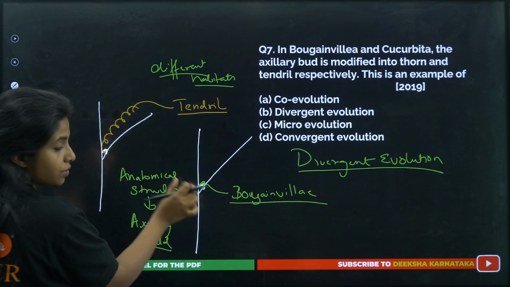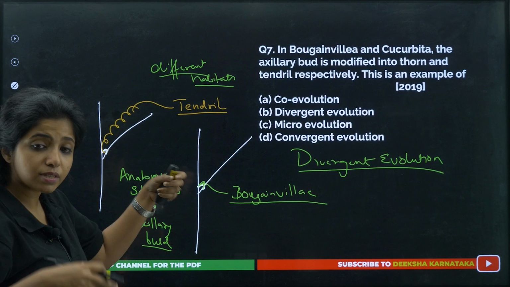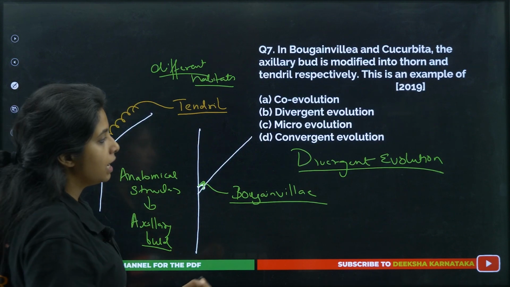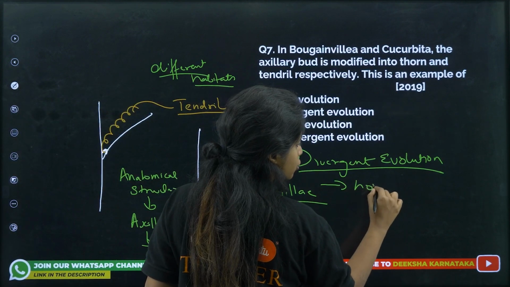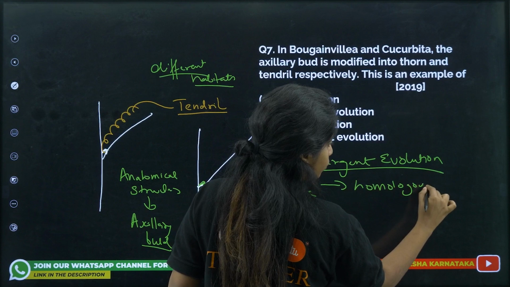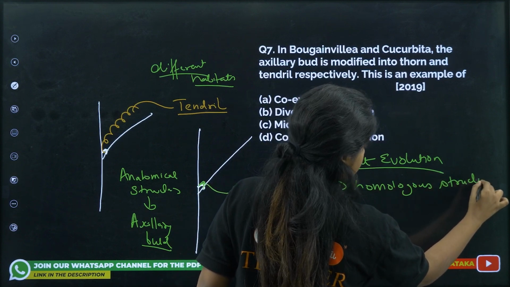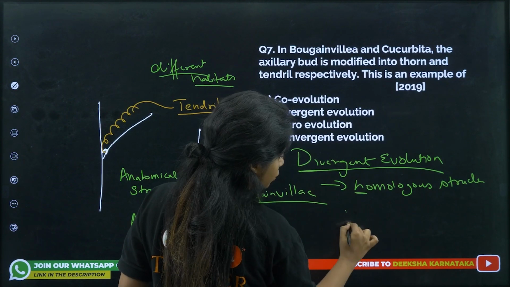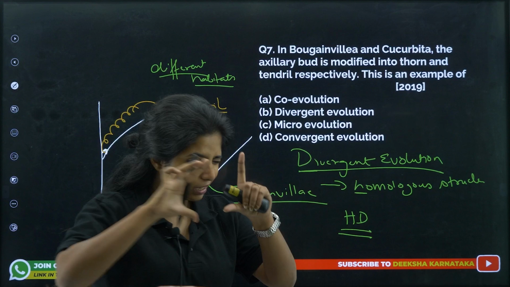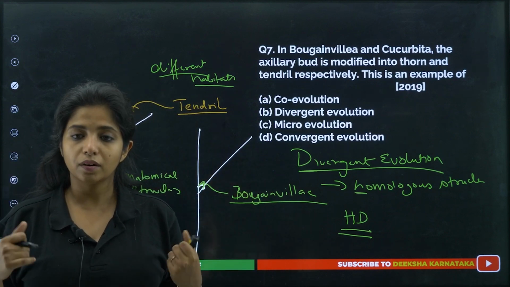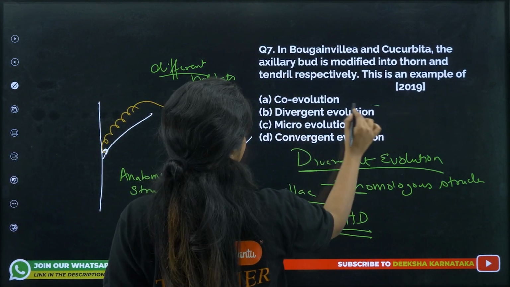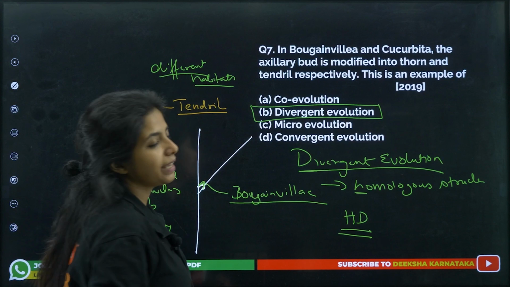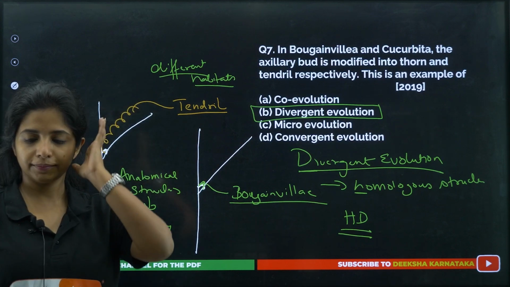And these organs that you see, okay, which are anatomically, if you see internally, it's kind of similar only. It is known as homologous structure. So I say it is HD. Always remember HD. HD view. Clear, clarity view. Okay, you can remember like that. So this is an example of divergent evolution. My cutest little champions. Works?